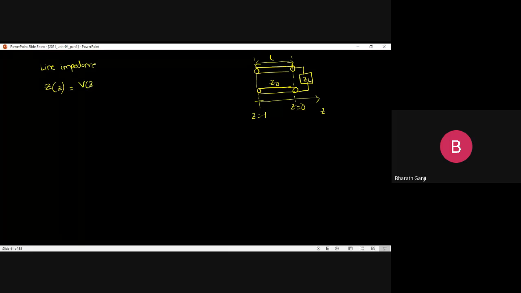I think my diagram is gone, but let me draw it again. Your load is at z equal to 0, this is your z axis, and we imagine this is at z equal to minus L. That makes your wire of length L, and its characteristic impedance is Z naught. What we want to find is the line impedance, that is Z of z at any point, which is nothing but V of z divided by I of z.